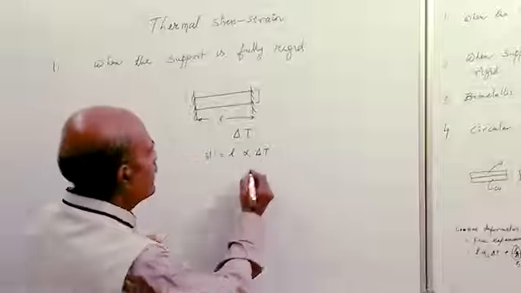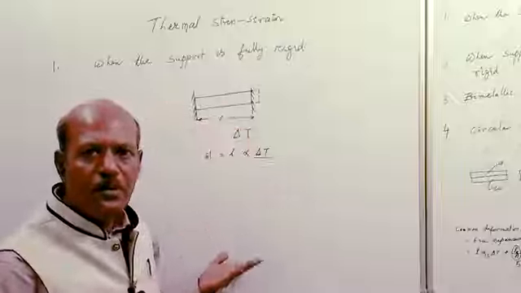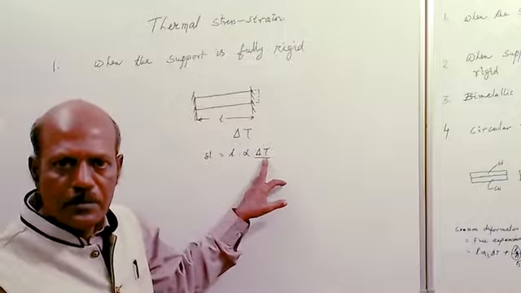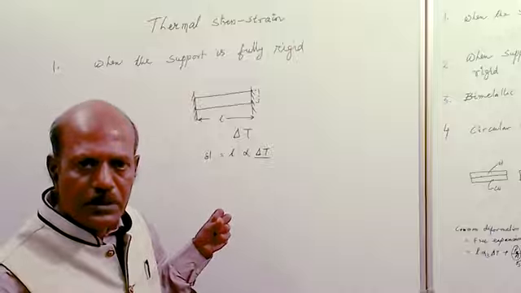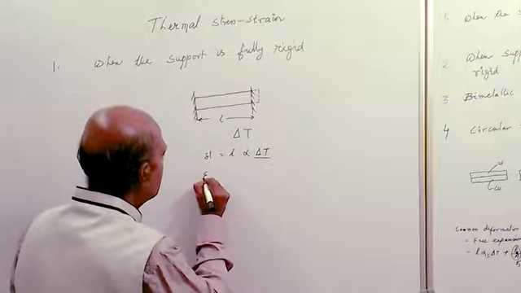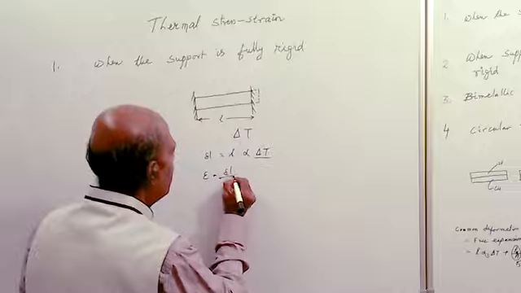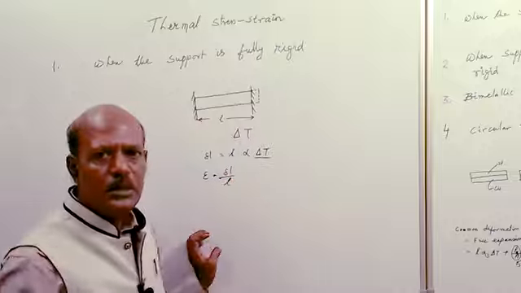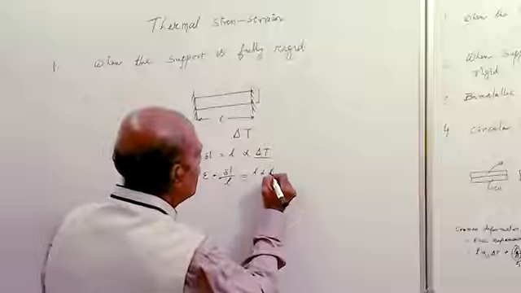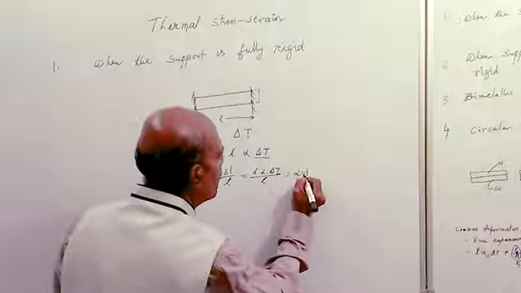When the temperature is raised, the stress developed is compressive stress, and when the temperature is lowered, the stress developed is tensile stress. Now the strain developed, or thermal strain produced in the bar, is given by delta L by L, that is change in length to original length, which is L alpha delta T by L, and that is equal to alpha into delta T.